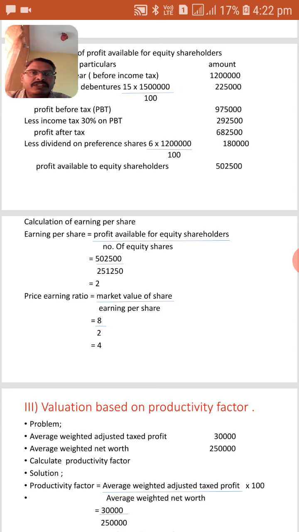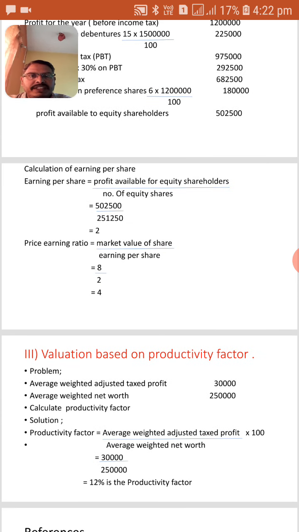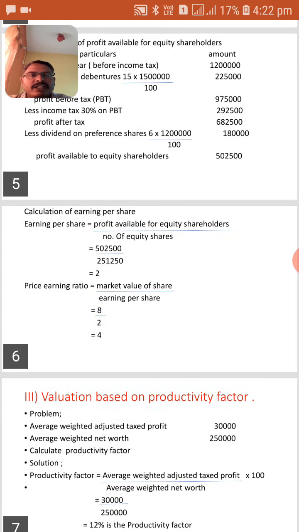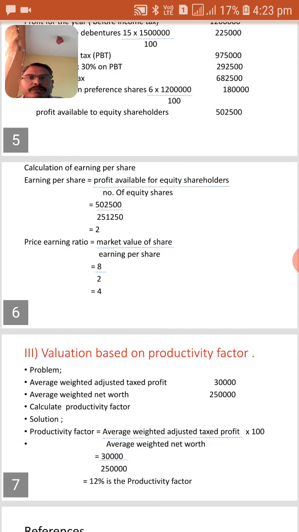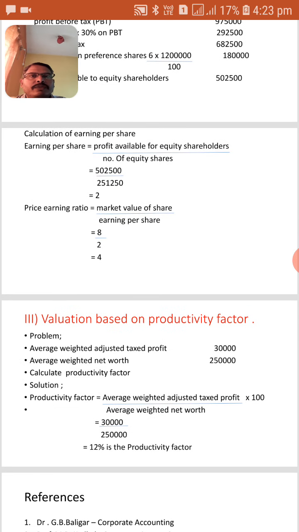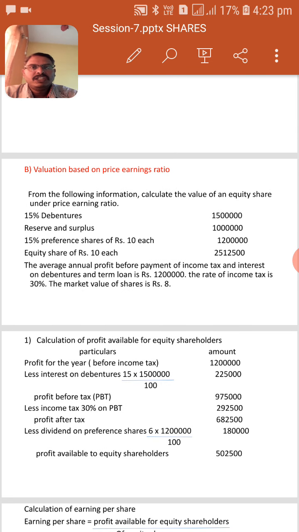Price earning ratio, the formula is market value of share divided by earning per share. In the problem itself they have given the market value of share as 8 rupees, and earning per share, as we calculated here, is 2 rupees. The value of share is equal to 4. Presently we have solved valuation based on price earning ratio.